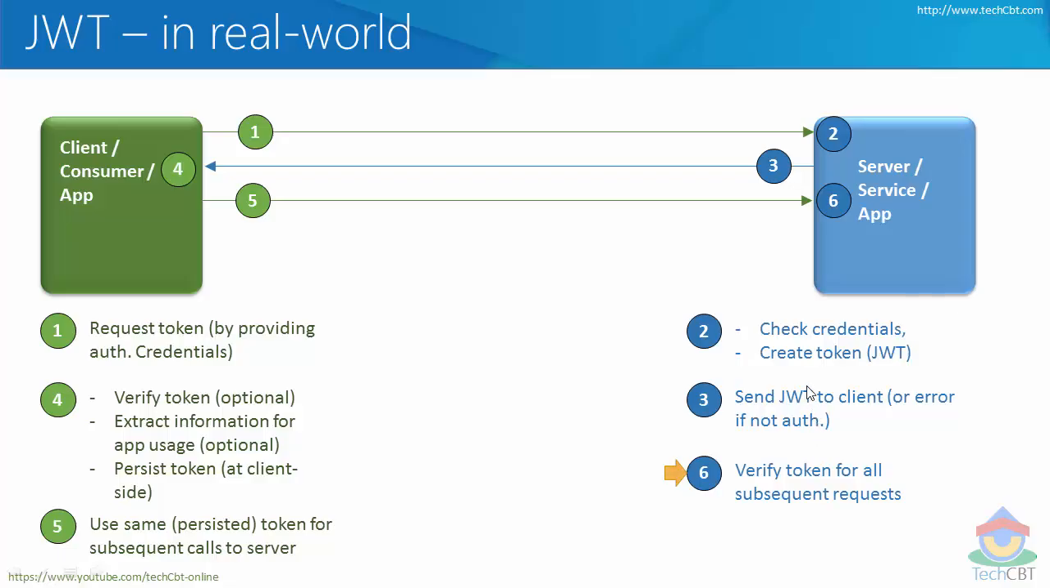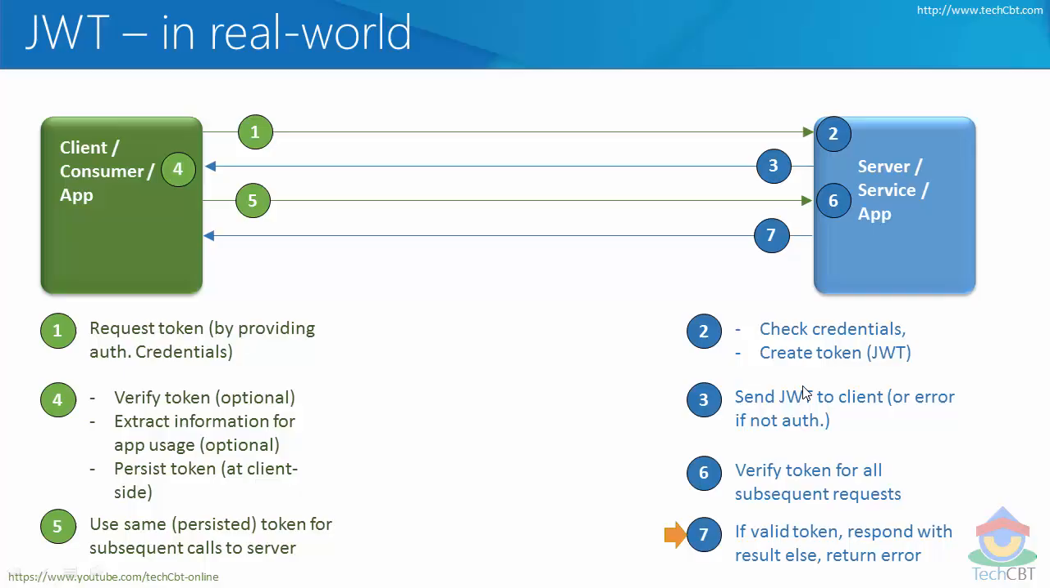And once it has been verified, then it is going to send all the information that the client is asking for. Again, if and only if it is a valid token. So this is important. For all of the subsequent requests from the client, the server is going to verify the JWT for every request it is receiving. If the verification passes with all the valid information, then only it is going to respond with whatever information the client is requesting.